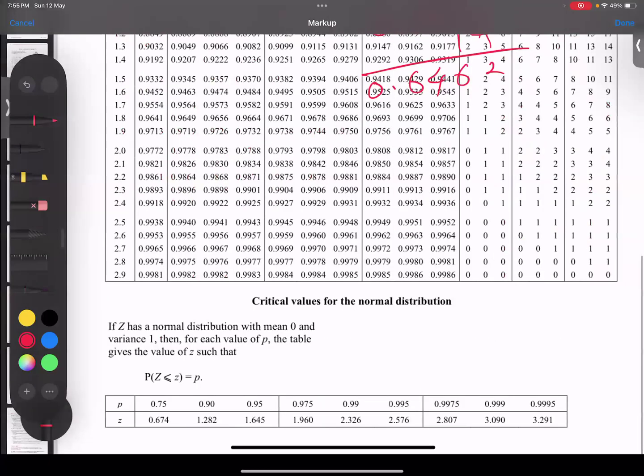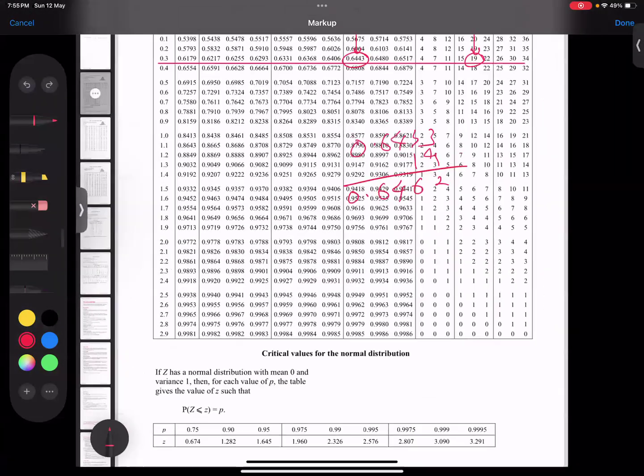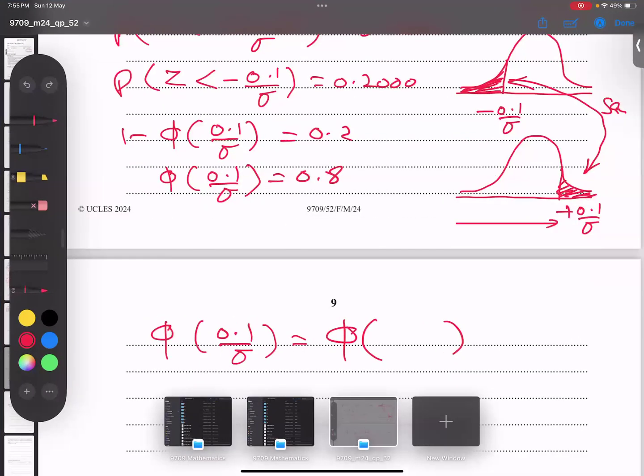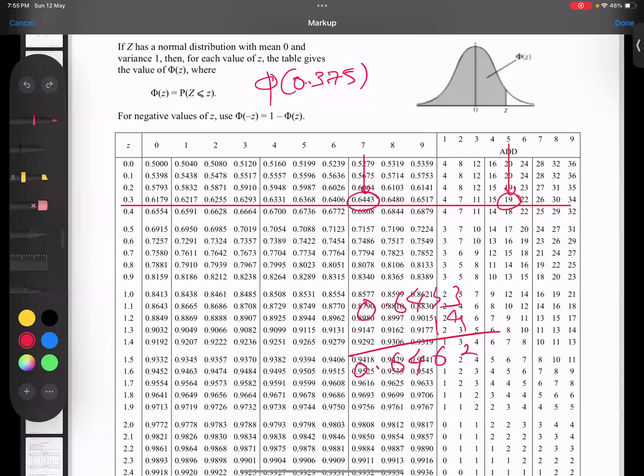0.8. Sometimes some values are given at the bottom of the table. You have to keep your eye on it first of all, but it is not given here. 0.75, 0.9095 given, but 0.80 is not given. Let me check again. Is it 0.80? Yes, 0.80. So let's talk about 0.80. So how to get 0.80?